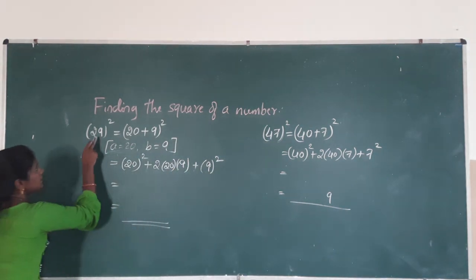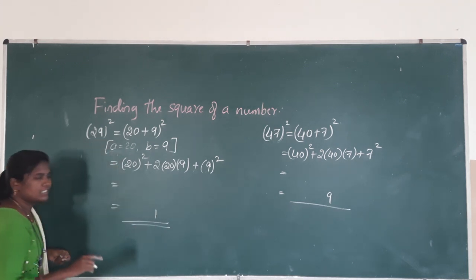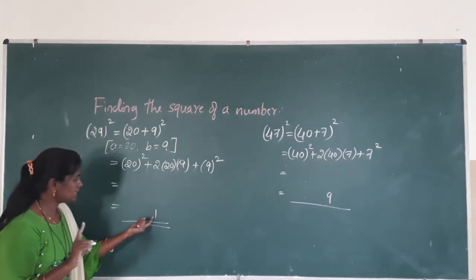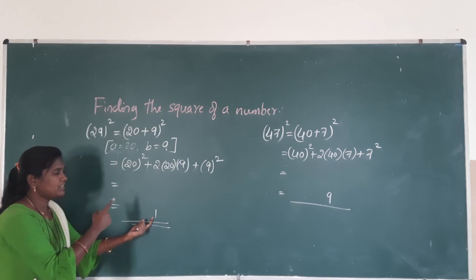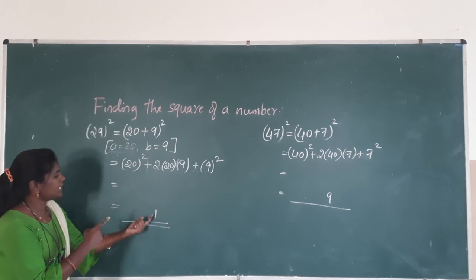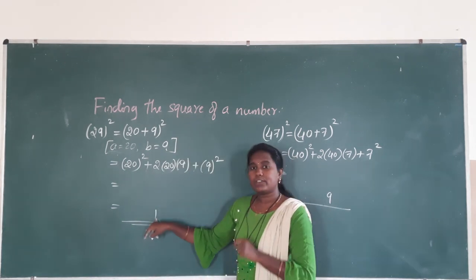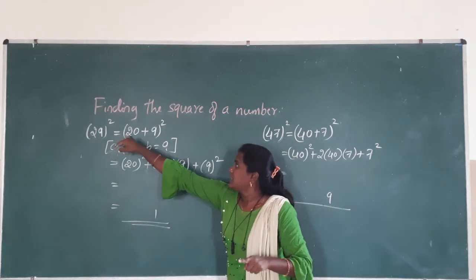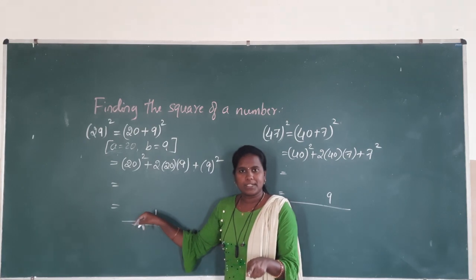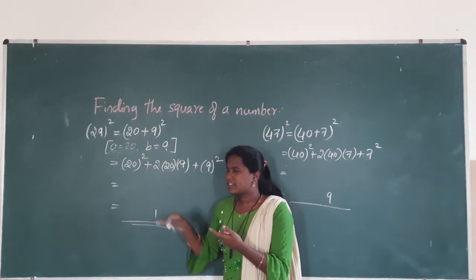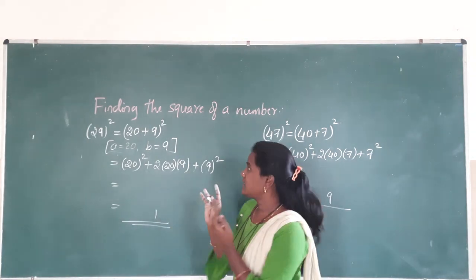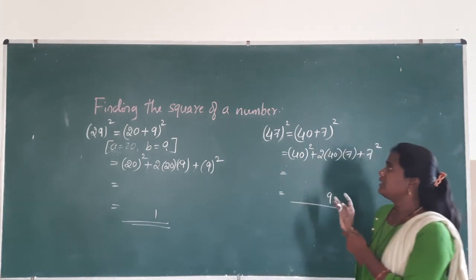And here 9 is there, then its answer should end with 1. Yes, its answer should end with 1. If it is not ending with 1, then it is wrong. 9 square, it should end with 1. So 29 square must end with 1 only. So this is how to find the square of a number.